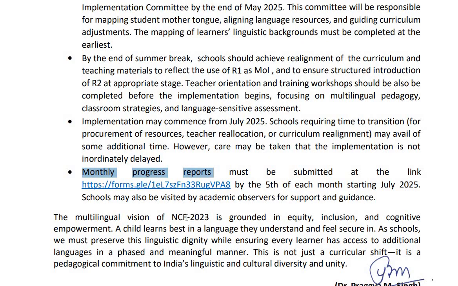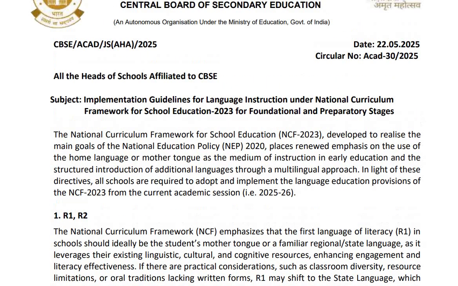The multilingual vision of NCF 2023 is grounded in equity, inclusion, and cognitive empowerment. This is not just a curricular shift, it is a pedagogical commitment to India's linguistic and cultural diversity and unity. All are requested to frame a committee for the implementation of National Curriculum Framework School Education 2023.